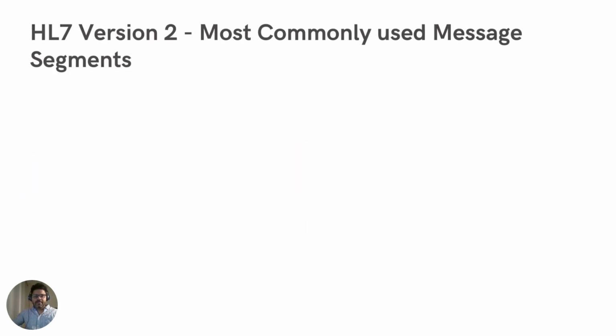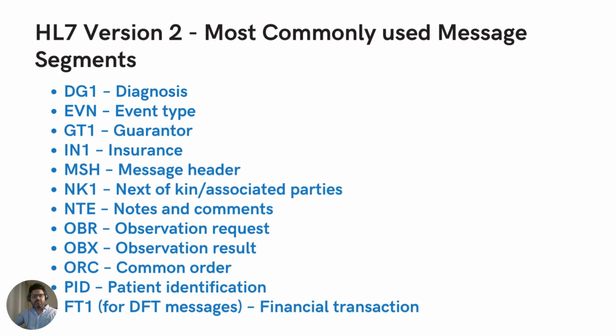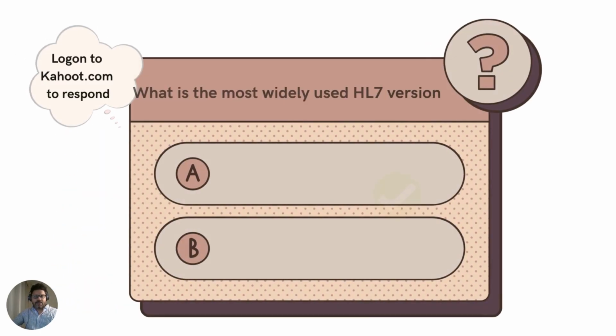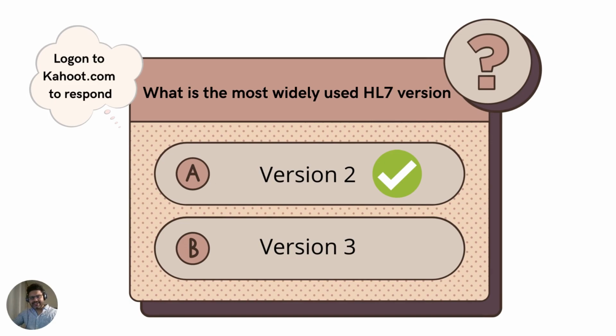Right. So now, these are the most commonly used message segments of HL7. Now, this is not an exhaustive list. There is more to it. I'm going to share some links at the end of our session. You can go through the links to have a look at the list of the most commonly used message segments of HL7.